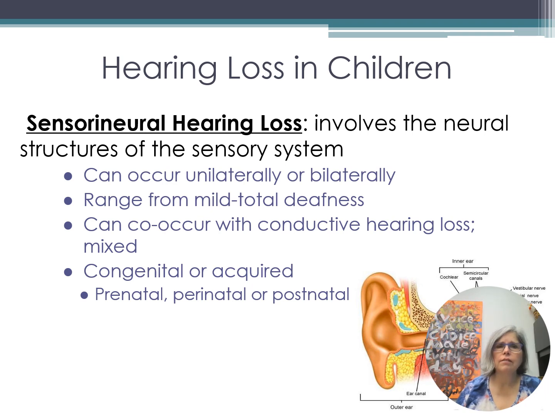Sensory neural hearing loss involves the neural structures of the sensory system in the cochlea or beyond into the central nervous system. It can occur unilaterally or bilaterally, so it depends on the cause, whether it's one side or both sides. It can range from mild to total deafness, so a child could be deaf in one or both ears. It can occur with conductive hearing loss, again, a mixed hearing loss. If a child has a sensory neural hearing loss and develops a middle ear infection, they'll have a mixed loss.